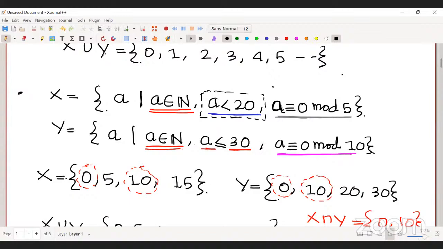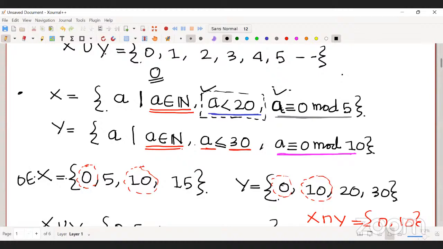Let me recall that there are 3 conditions given on the set X, right? Yes, sir. This is the first condition, this is the second condition, and this is the third condition. I will start with the first natural number, that is 0. I need to check whether 0 satisfies all three properties. If it does, then I can say that 0 is inside X, right?